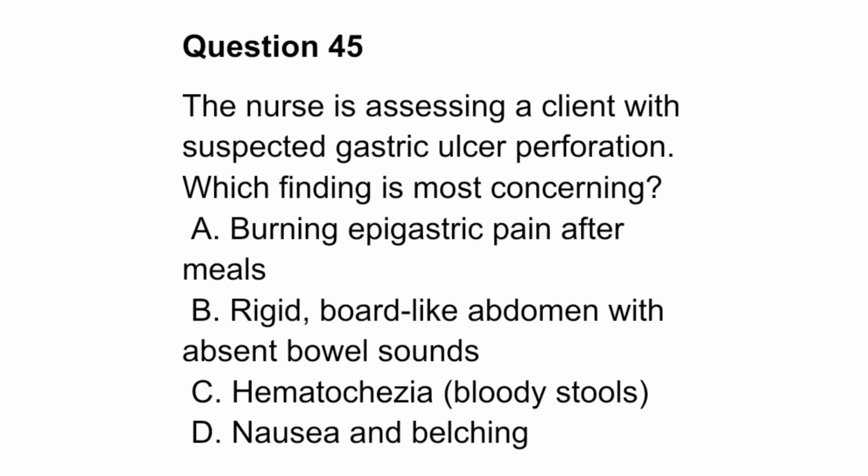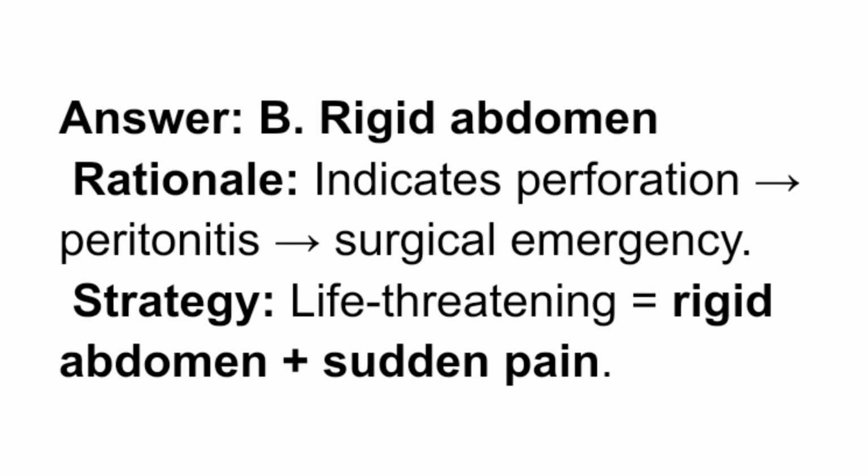Question 45. The nurse is assessing a client with suspected gastric ulcer perforation. Which finding is most concerning? A. Burning epigastric pain after meals. B. Rigid, board-like abdomen with absent bowel sounds. C. Hematochezia, bloody stools. D. Nausea and belching. Answer: B. Rigid abdomen. Rationale: indicates perforation, peritonitis, surgical emergency. Strategy: life-threatening equals rigid abdomen plus sudden pain.